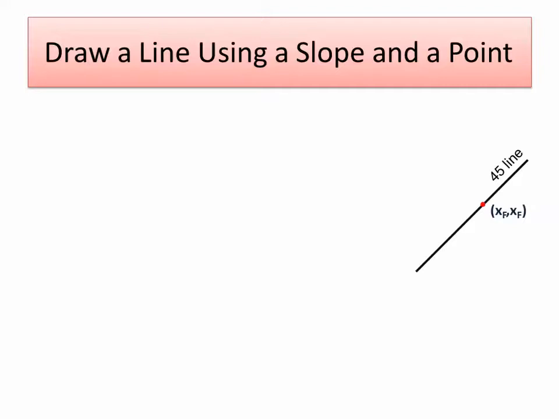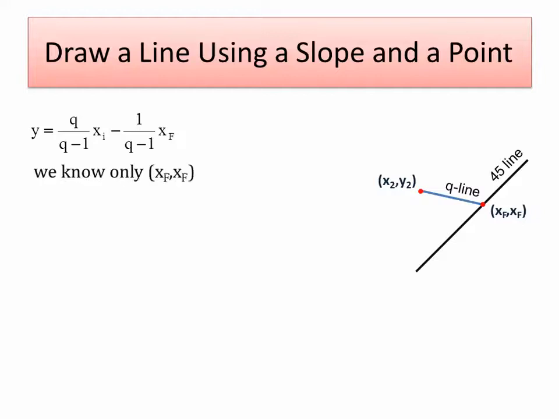So one thing we will do is to draw the Q line, and we know the Q line starts with X feed and X feed on the 45 degrees line, and then it is connected with another point, and then you can draw the Q line. So actually what we know is this equation, and we know only the point which is X feed and X feed, but you don't know the other point, you just know the slope. So how can you use the slope? It's pretty simple. You can use the slope and one point to get the other point.